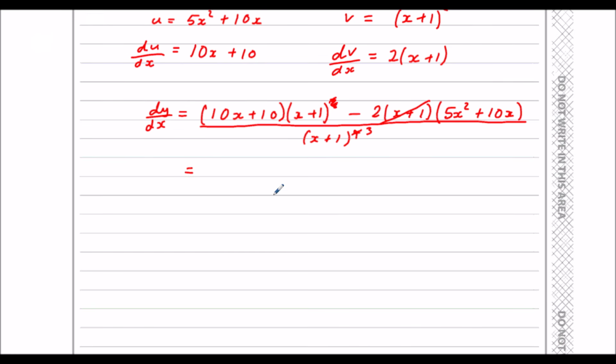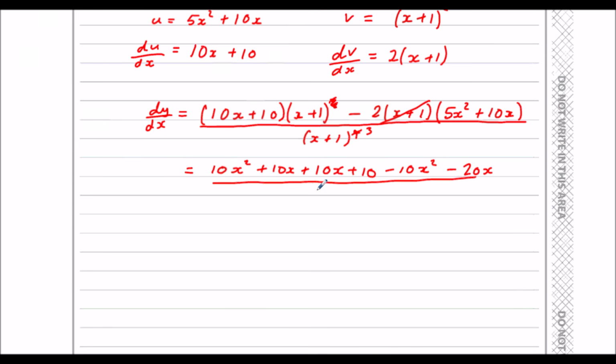And now I will expand the brackets on the top. So 10x plus 10 times x plus 1. So that's 10x squared plus 10x plus 10x plus 10. And we've got a negative 2 times both of these terms. So negative 2 times 5x squared, negative 10x squared, and negative 2 times 10x, negative 20x. And that's all over x plus 1 cubed.